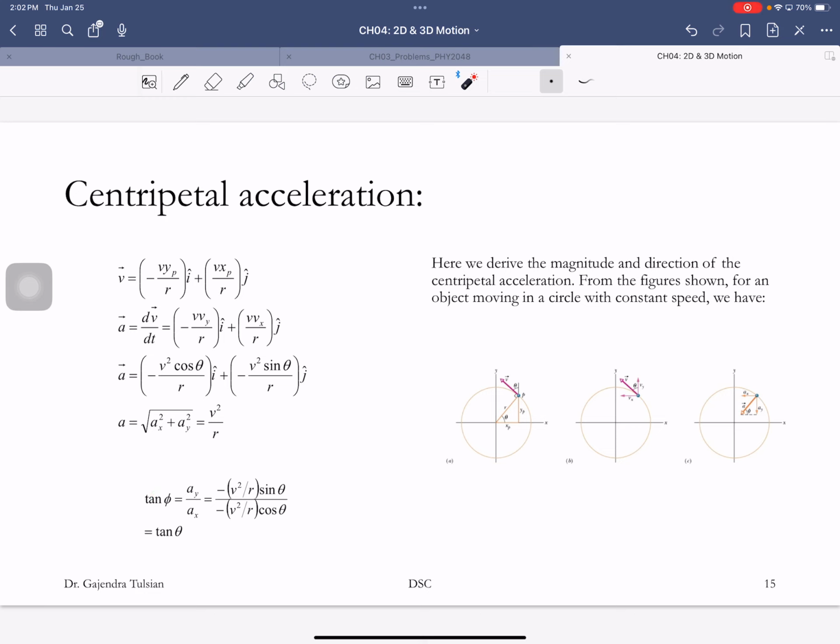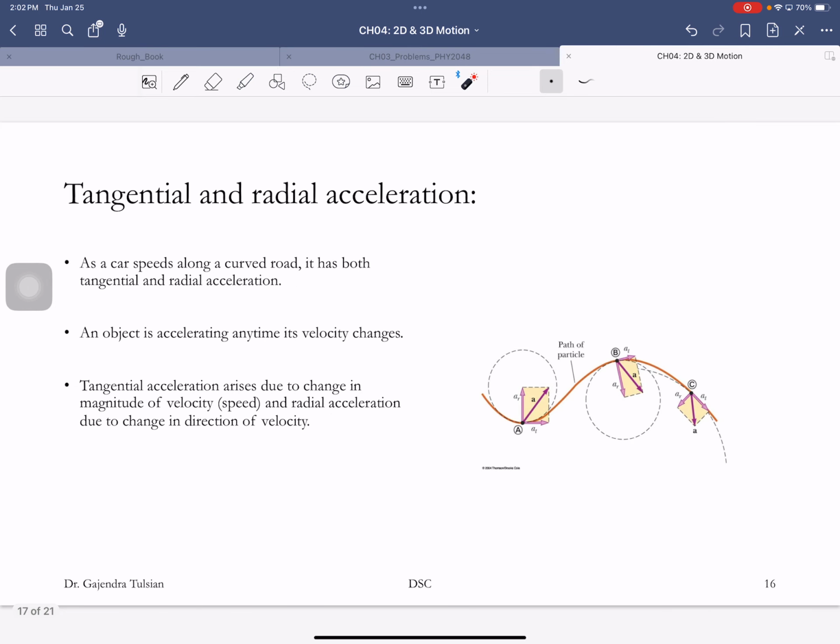This slide goes through the proof of it. What it's showing you is the direction of the acceleration is toward the center, and the magnitude of the acceleration is speed squared divided by r. Centripetal acceleration is also called the radial acceleration because it's in a radial direction. Actually, negative of the radial direction, but it's in a radial direction.